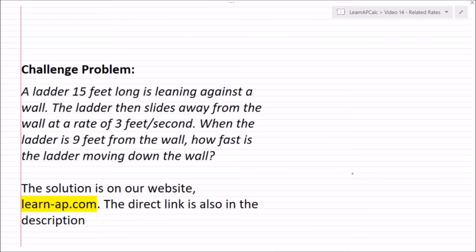Alright, so that brings me to today's challenge problem, and this is a related rates problem. A ladder is 15 feet long and is leaning against a wall. The ladder then slides away from the wall at a rate of 3 feet per second. Now when the ladder is 9 feet from the wall, how fast is the ladder moving down the wall?